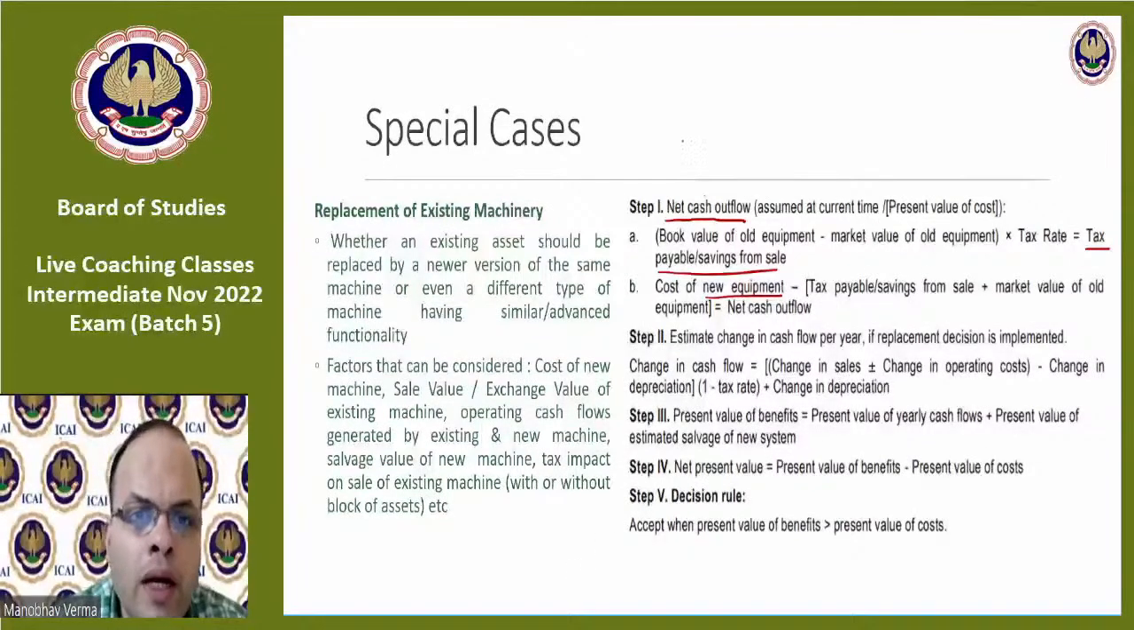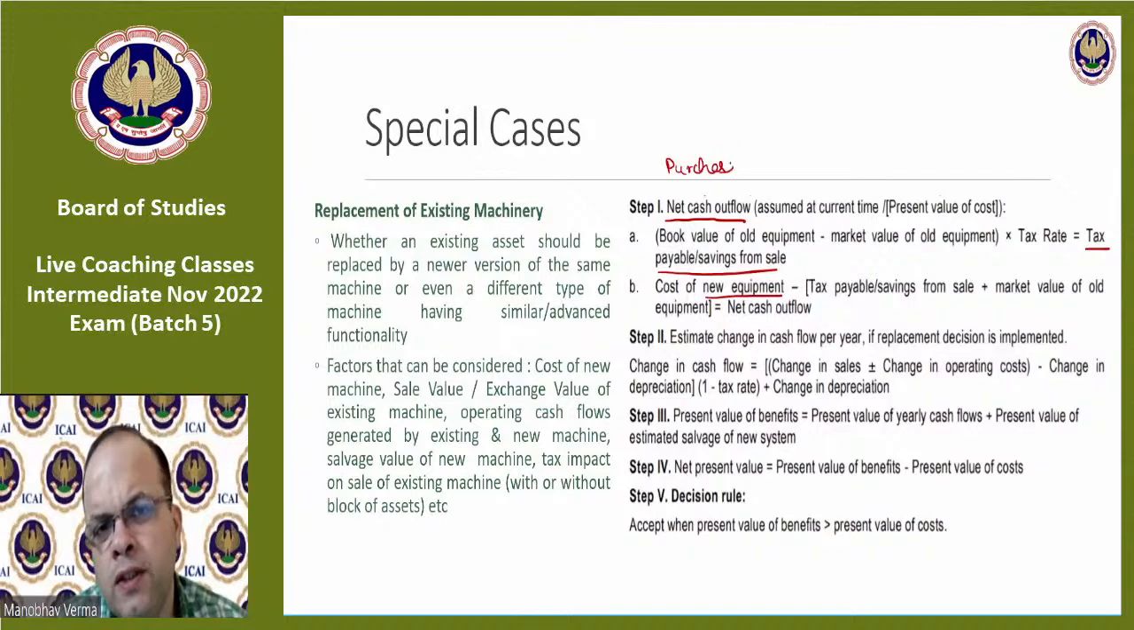So what I am talking about is, calculating the net cash outflow is the purchase of the new machinery minus sale of old machinery and plus minus the tax impact. That's step one for us.